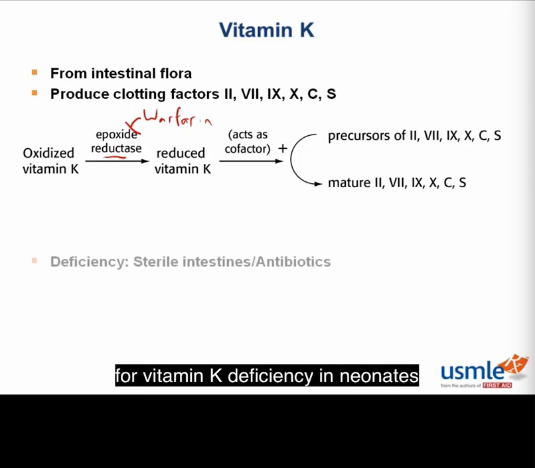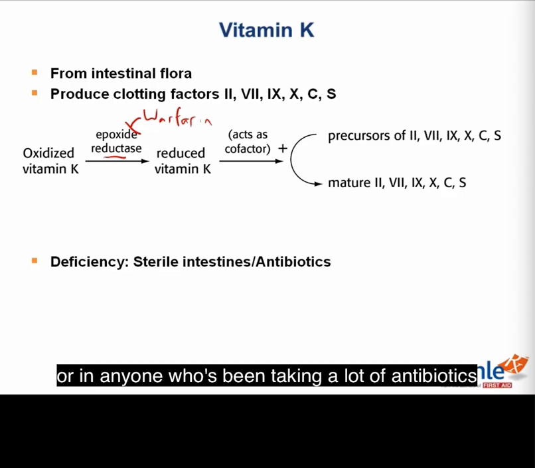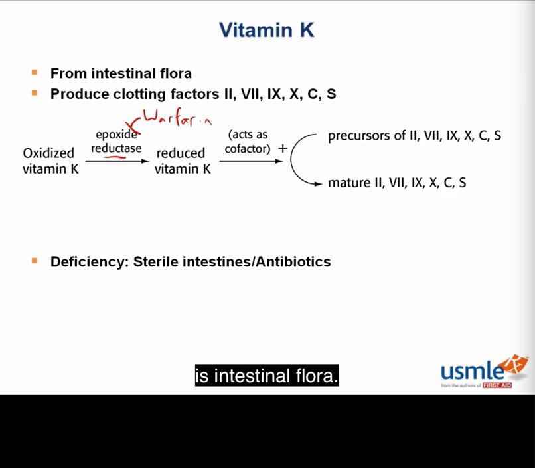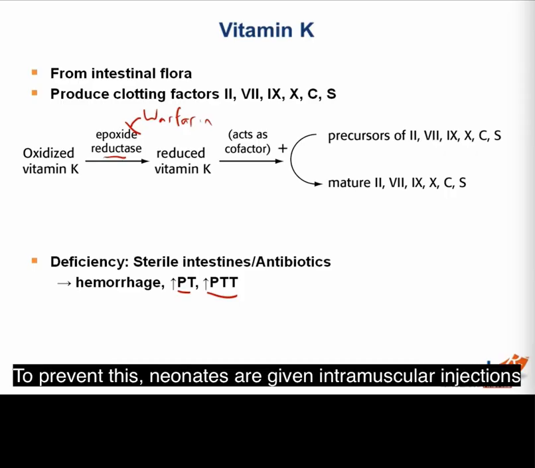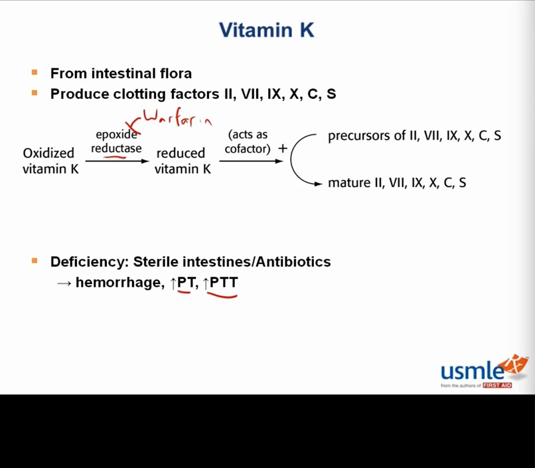You should keep an eye out for vitamin K deficiency in neonates since they have sterile intestines, or in anyone who's been taking a lot of antibiotics, since the primary source of vitamin K, again, is intestinal flora. People who are deficient in vitamin K can't produce enough clotting factors and are at risk for hemorrhage. Labs will show increased PT and PTT, but a normal bleeding time, since platelets still function normally. To prevent this, neonates are given intramuscular injections of vitamin K at birth.